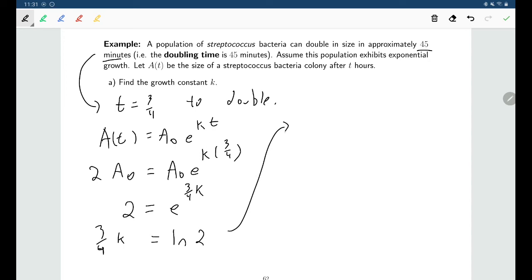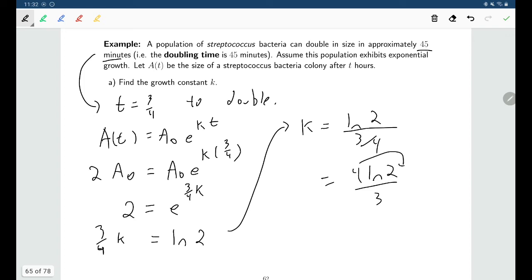And so then k, our growth constant, is natural log of 2 divided by 3/4. I'm going to leave it like that. If you wanted to take it and rewrite it as 4 natural log of 2 over 3, you certainly could by, instead of dividing by that fraction, flip and multiply. If you felt like going totally wild here and bringing that 4 in as a power and rewriting it as natural log of 2 to the 4, which is 16 over 3, you could do that as well.